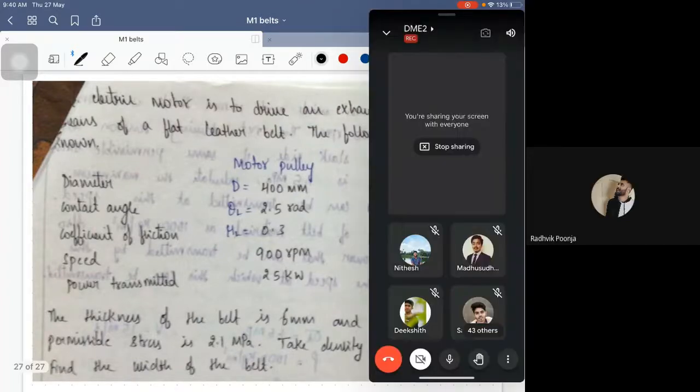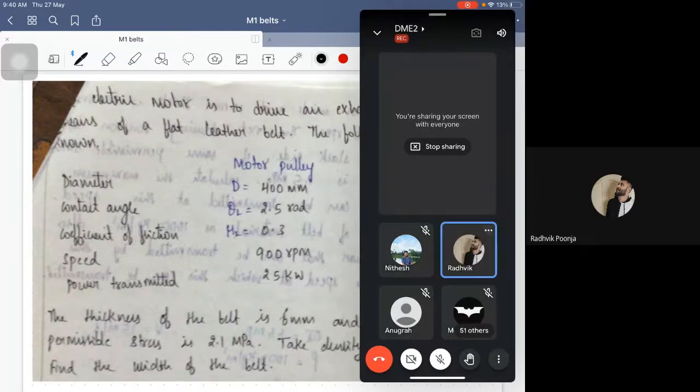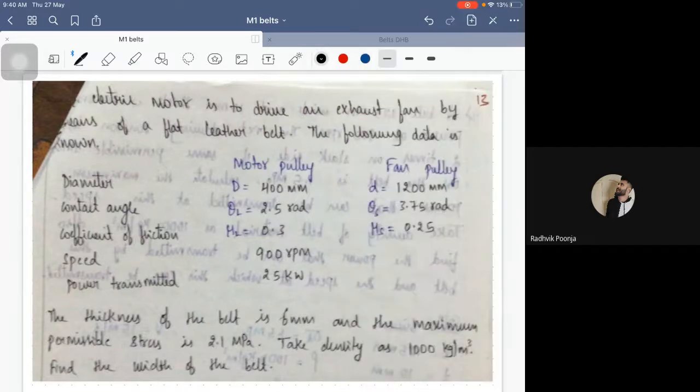Sir, Radvik. Sir Gagan. Sir, Radvik. Sir Sumit.